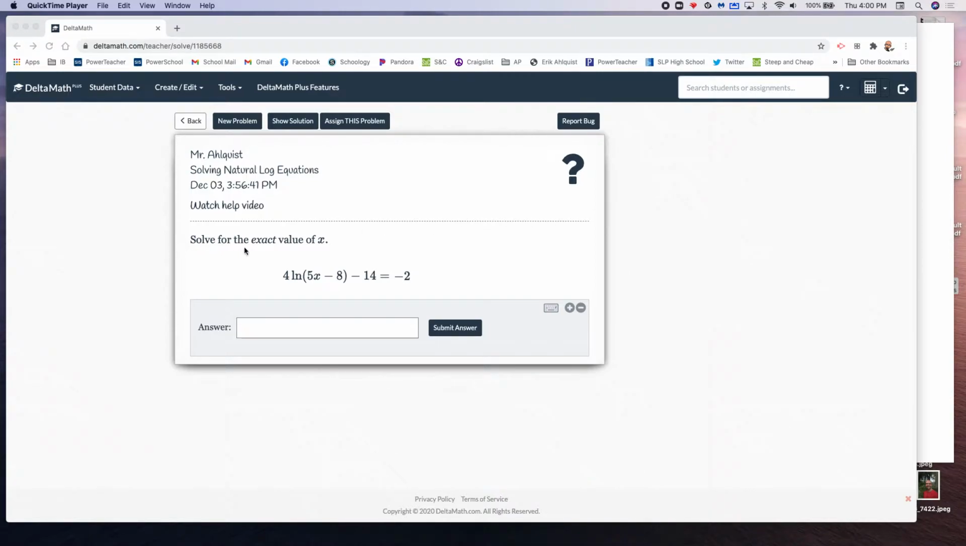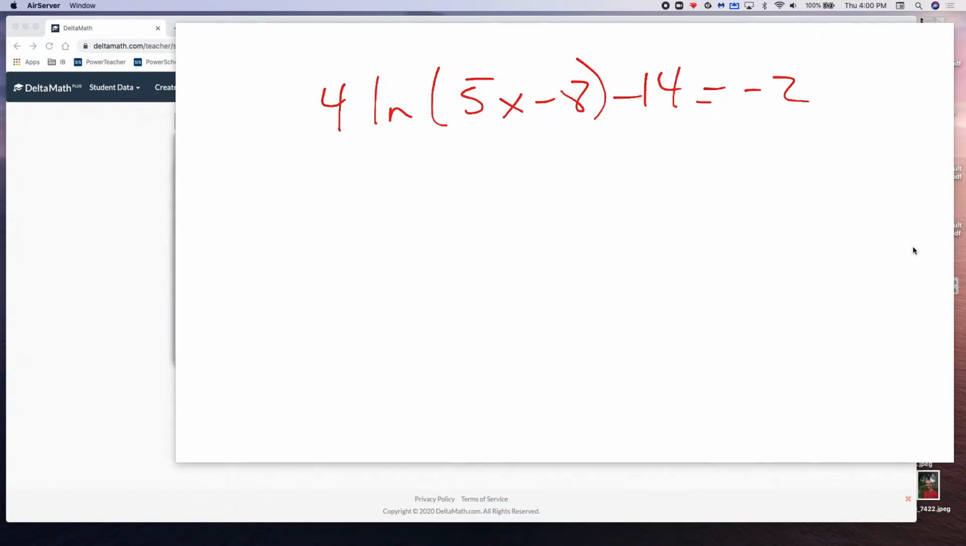But let's say I wanted to solve this, and notice it says for the exact value. What it means by that is no decimal. Okay, so you can't use a decimal place. So let's look at this equation. We're going to solve this using a regular algebra type move that we normally would do. Solving this means to get x equals everything else. That's what it means to solve. Get x all by itself.